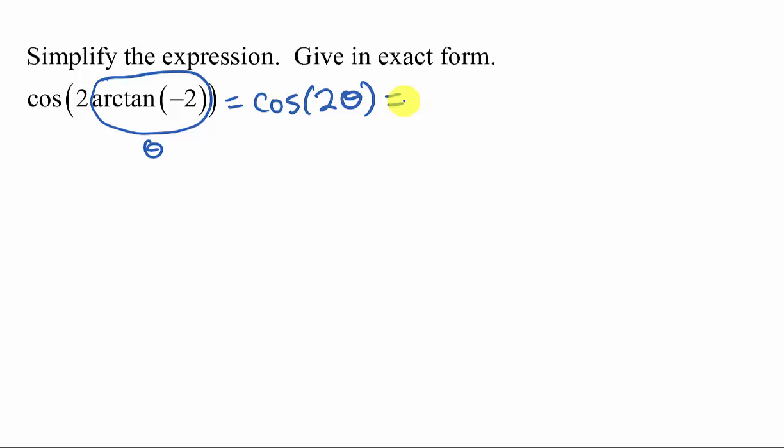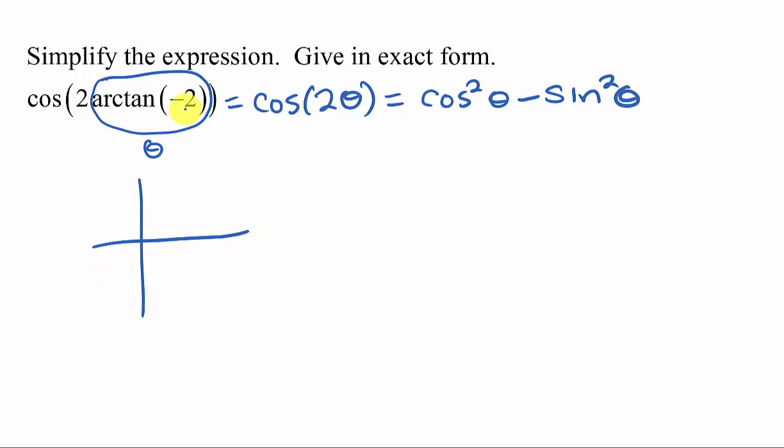a double theta. And so I've got three different forms for this, and I can use whichever one I want. So I think I'll use the original form, which is cosine squared theta minus sine squared theta for the double angle. Then I'm going to draw a triangle, and this inverse tangent is -2.